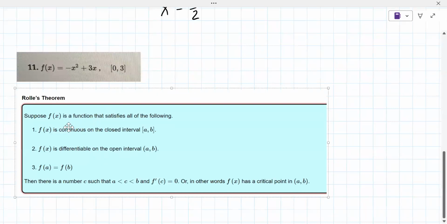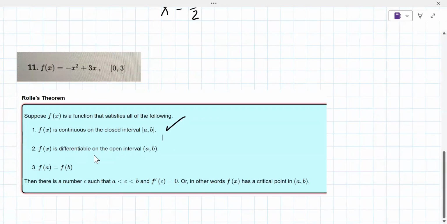The first one says the function is continuous on the closed interval. So it just means, is the function continuous? This is a quadratic. Yes, it's continuous. Because you might get a test question where you think you can apply it, but you can't. And I'll try to look for a problem where you can apply it. We'll see if they actually come up.